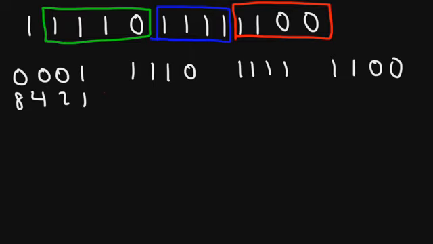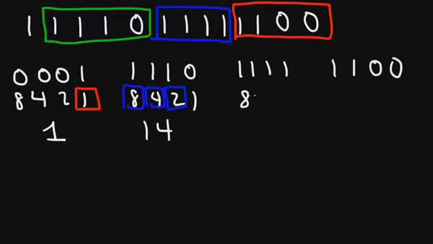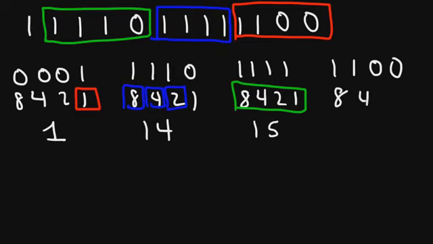So for this one, only this number is significant. So we have a value of 1. For the second one, the numbers 8, 4, and 2 are important. So 8 plus 4 plus 2, that's 14. And for the third one, all of them are important. So they add up to 8 plus 4 plus 2 plus 1, that's 15. And for the final one, it's just 8 plus 4, which is 12.